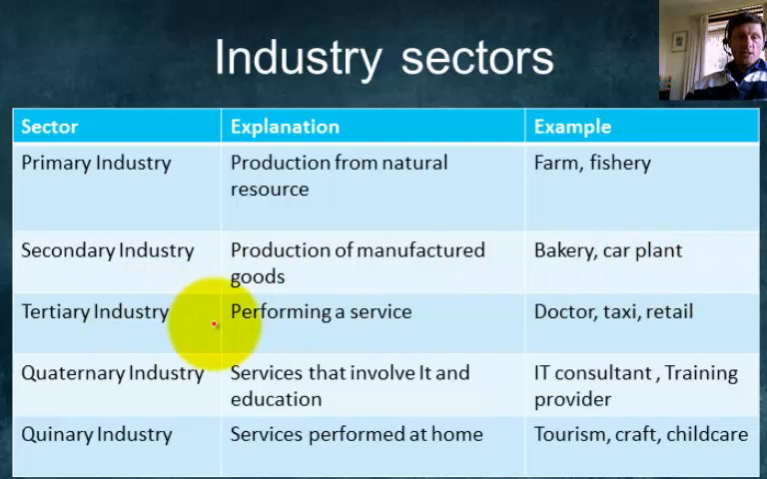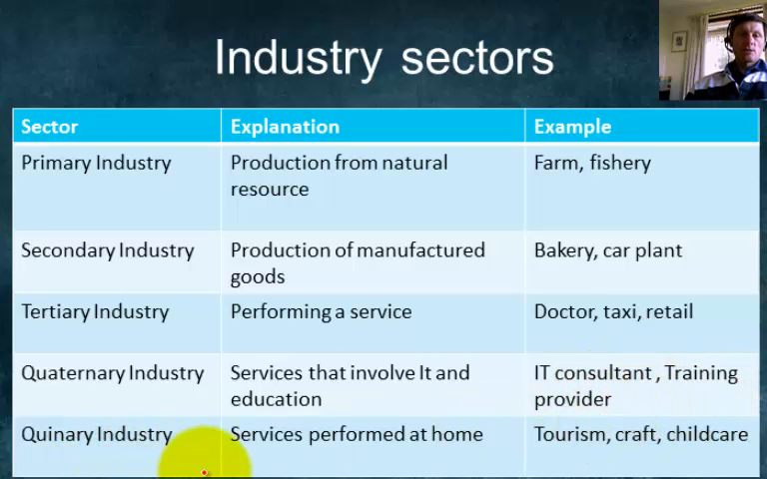The tertiary sector, we're looking at where all services are taken account of, for example, doctor, taxi, retail, consultancy, that sort of thing. The quaternary industry, services that involve IT and education. Now, in the Australian economy, that is becoming an increasingly bigger and bigger slice of our GDP, and it forms a big part of our service sector. So examples there, IT consultants, training provider, and so on.